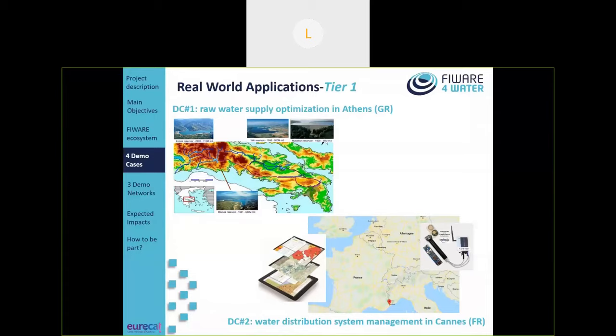Then the second demo case is in France, and it covers the improvement of the water distribution system management in the area of Cairns. And it will be done through different bullet points. The first one is the development of specific connectors for exchanging data between the Fiber for Water platform and the advanced legacy system currently active for the water management. The improvement of the short-term water demand forecast, the development of tools for managing the water supply systems in real time, and finally, the evaluation and installation of the Proteus sensors at full scale on the Cairns water network.